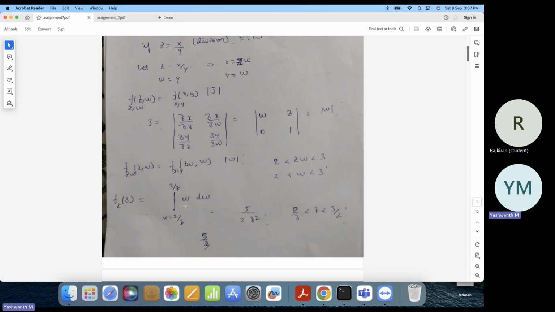So what do we get? This is nothing but W square by 2. So this is 1 by 2 times Z square, I mean 9 by Z square minus 4 by Z square, that gets to 5 by Z square.